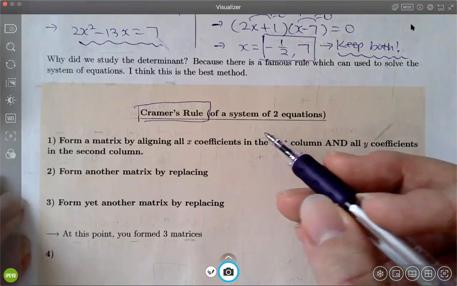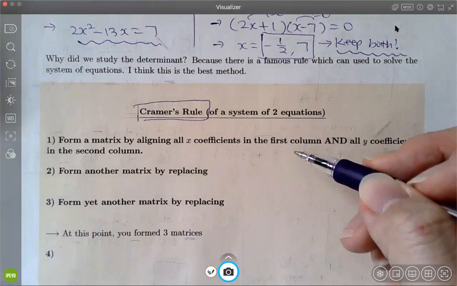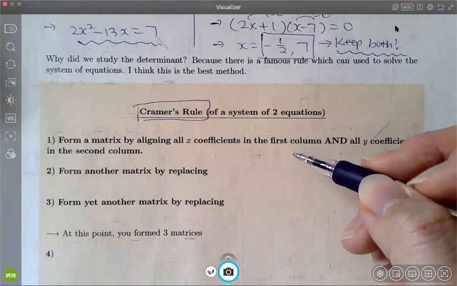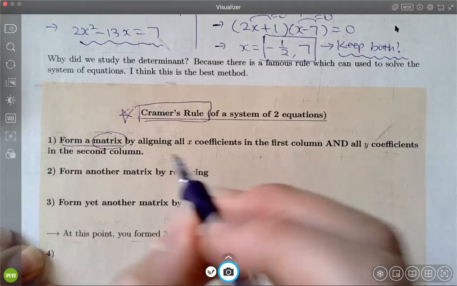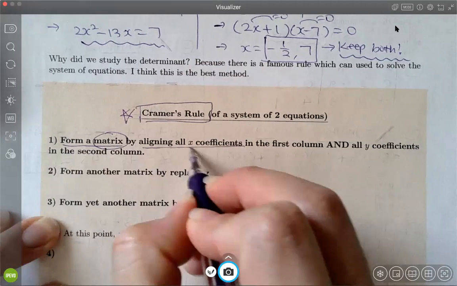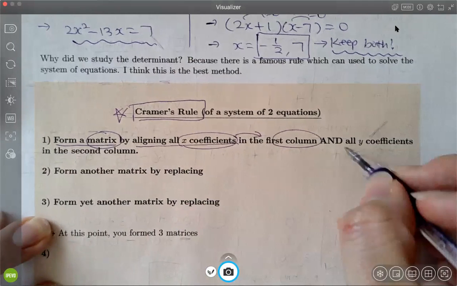For the substitution or elimination method, what we did was look at the coefficients, or isolate x or y, and then substitute the other side into the second equation. Now we know matrices, and Cramer's rule deals with the matrix. So step number 1, form a matrix by aligning all x coefficients in the first column, and then all y coefficients go to the second column.